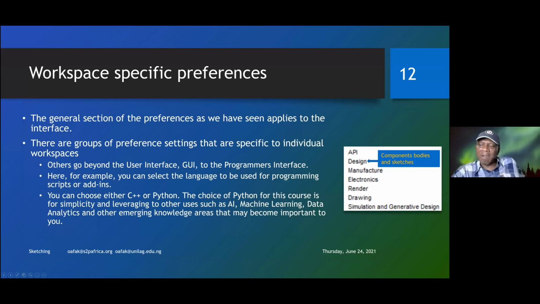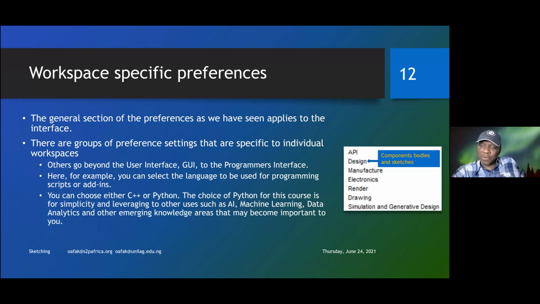For instance, you can have a preference that is a setting for the API design, for manufacture, for electronics, for render, for drawing, for simulation, and generative design. All these things are different because Fusion 360 allows you to work in different workspaces depending on what you are trying to do. Most of the time in this course, we are going to stay in the design workspace. But don't forget, there is also the API workspace.